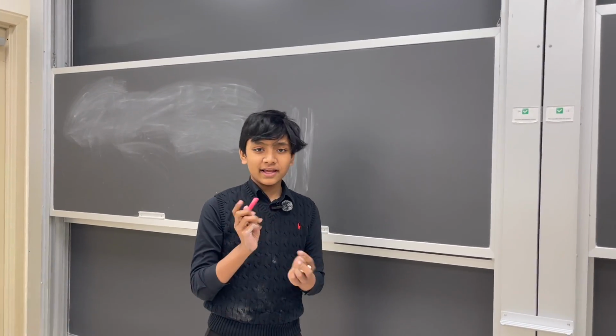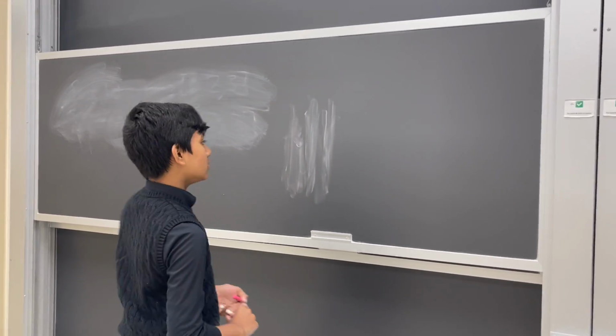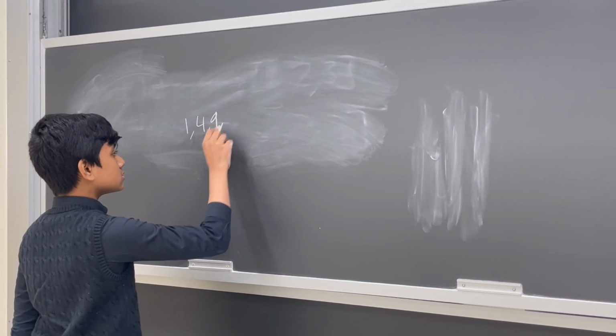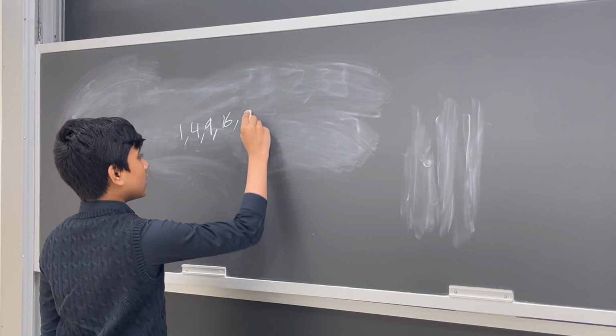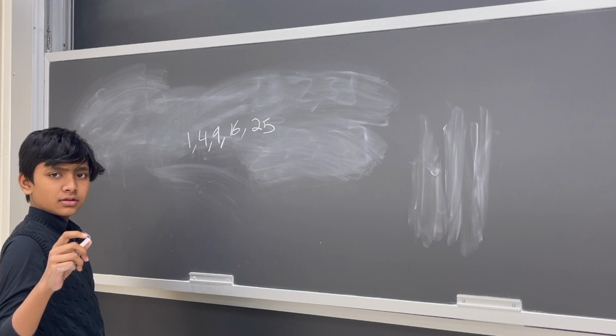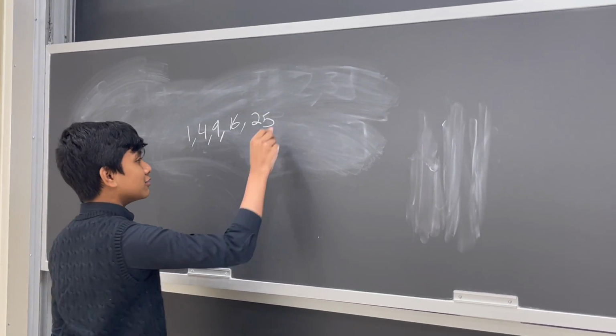Alright, so what even is the Basel problem? Well, let's talk about the squares. So 1, 4, 9. What is the Basel problem, is it? Yeah, that's what I'm about to show.